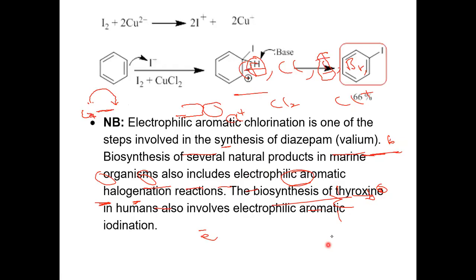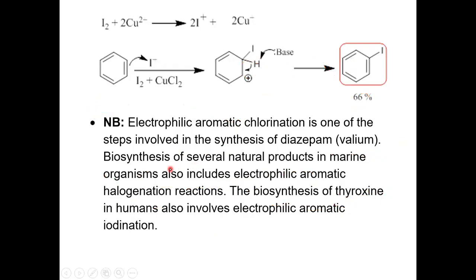Good. Now, this is iodine. As we mentioned, iodine is very unreactive, so we need an oxidizing agent, right? The one we employ here is copper 2. So this is a redox reaction occurring.